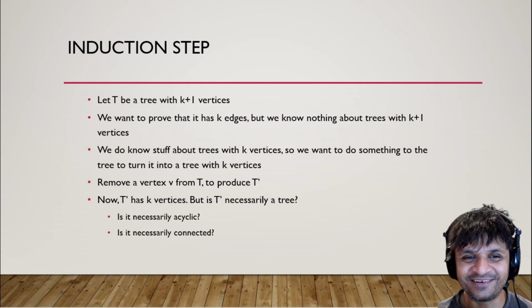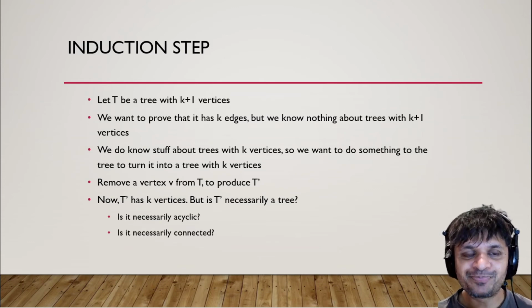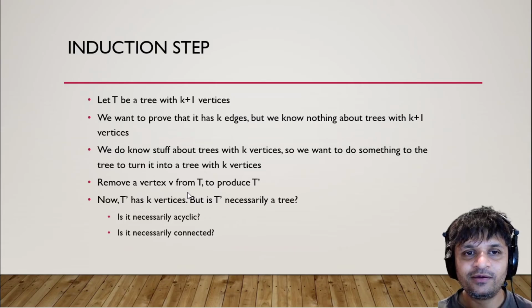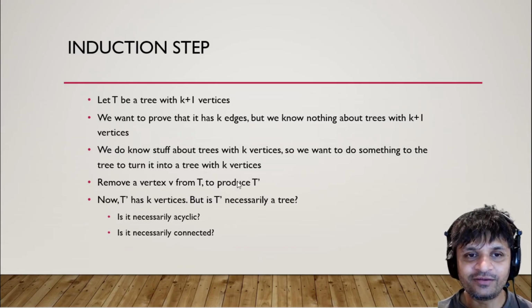We take out a vertex, right? Because it'll go from k plus 1 vertices to k vertices. So what we do is we say remove a vertex v from T to produce T prime. So now we know that T prime has k vertices because it has one less vertex than T. And that's great, but we only know things about trees with k vertices. Is T prime a tree?